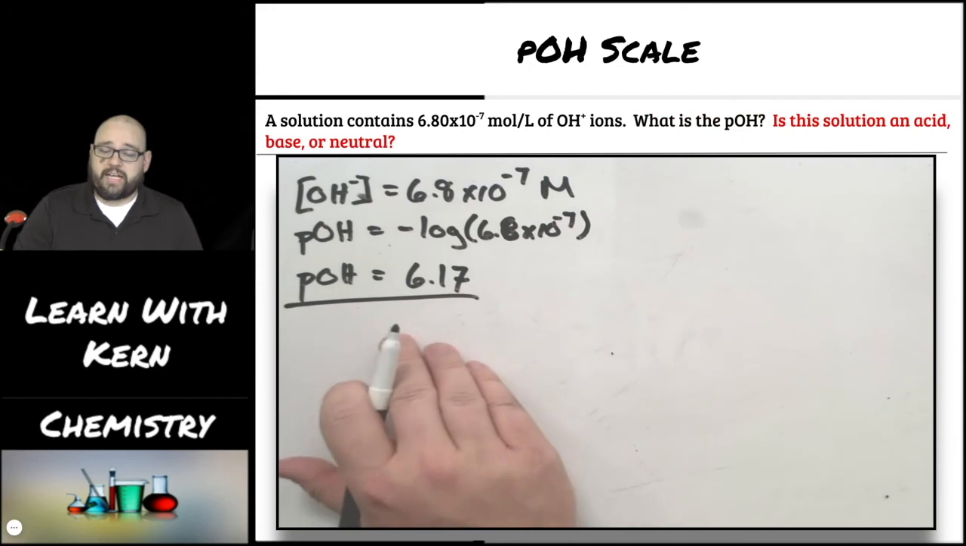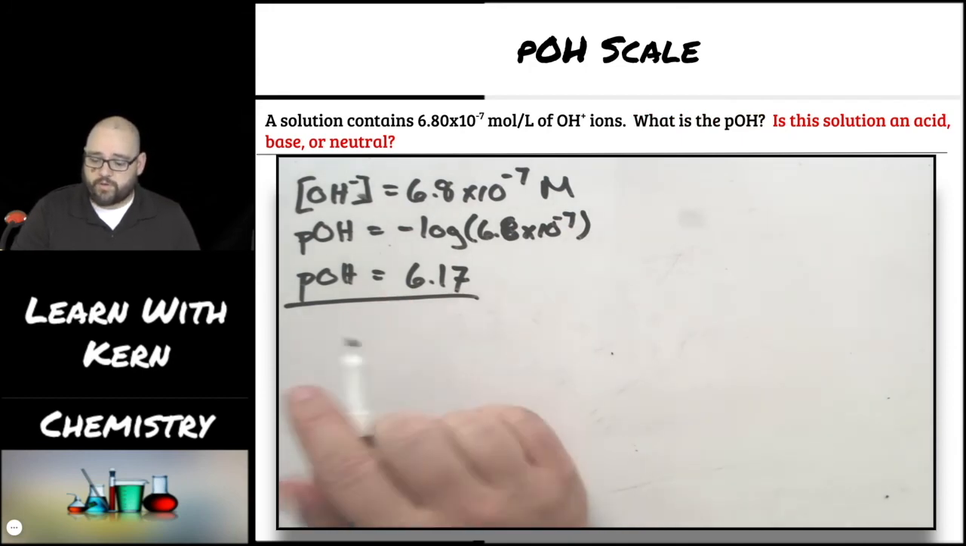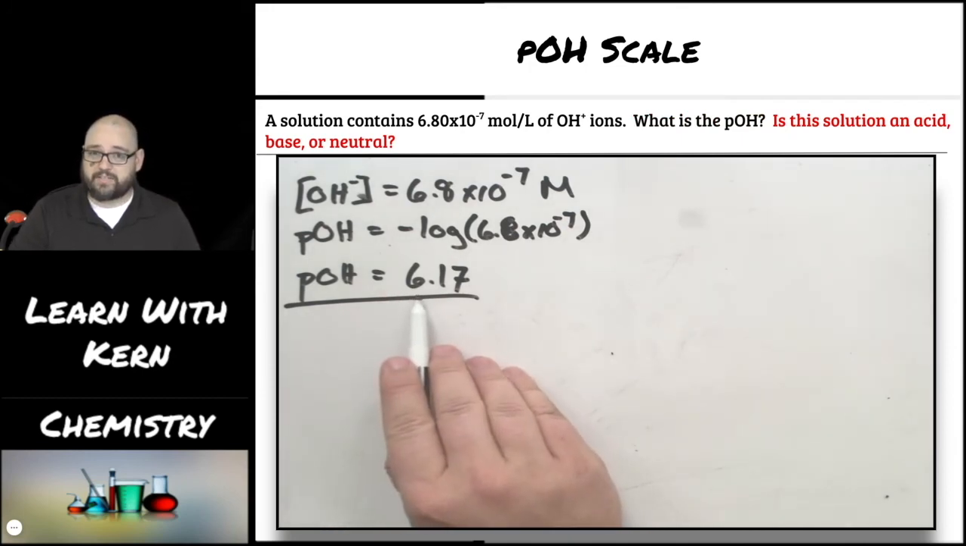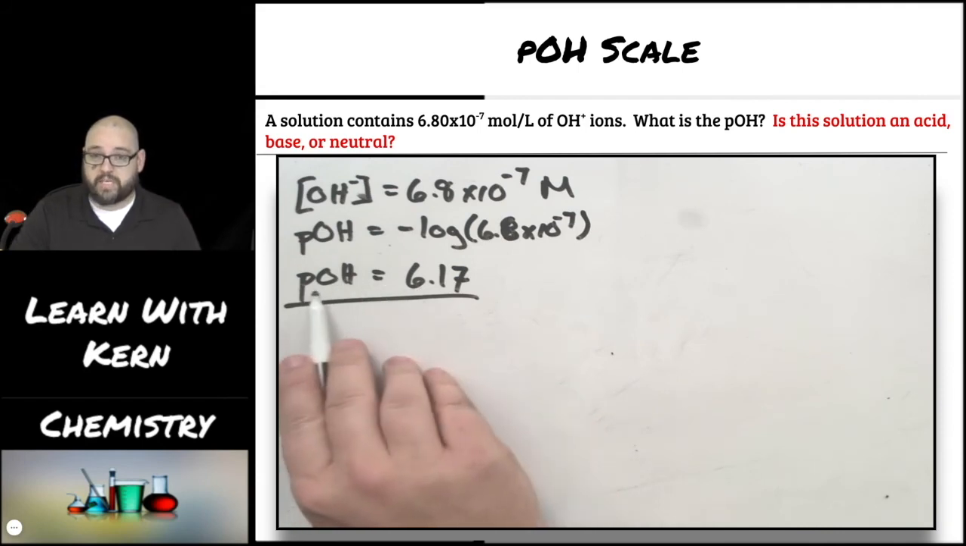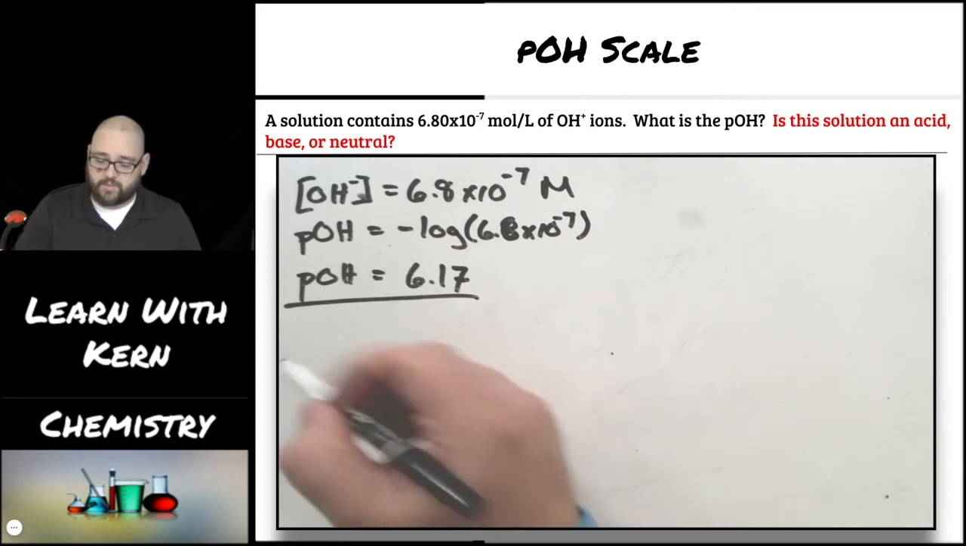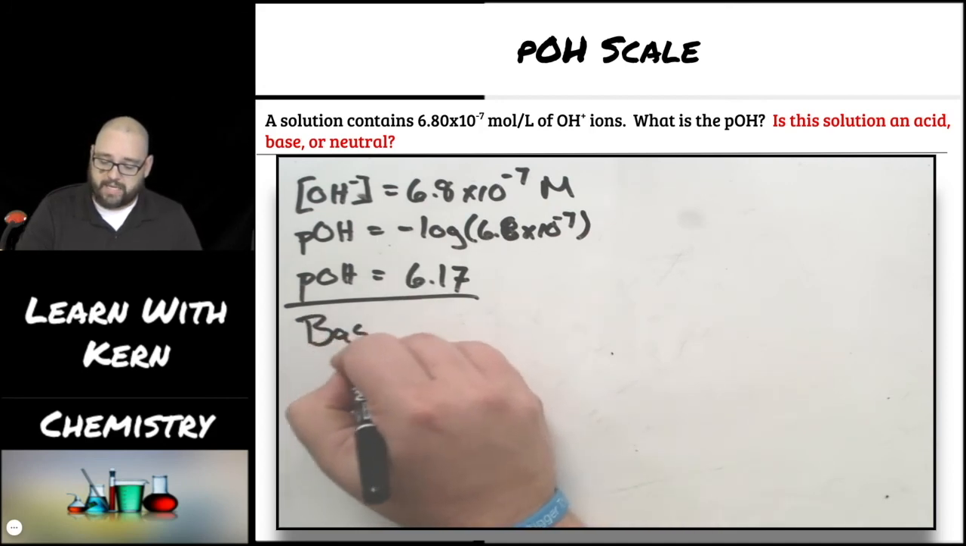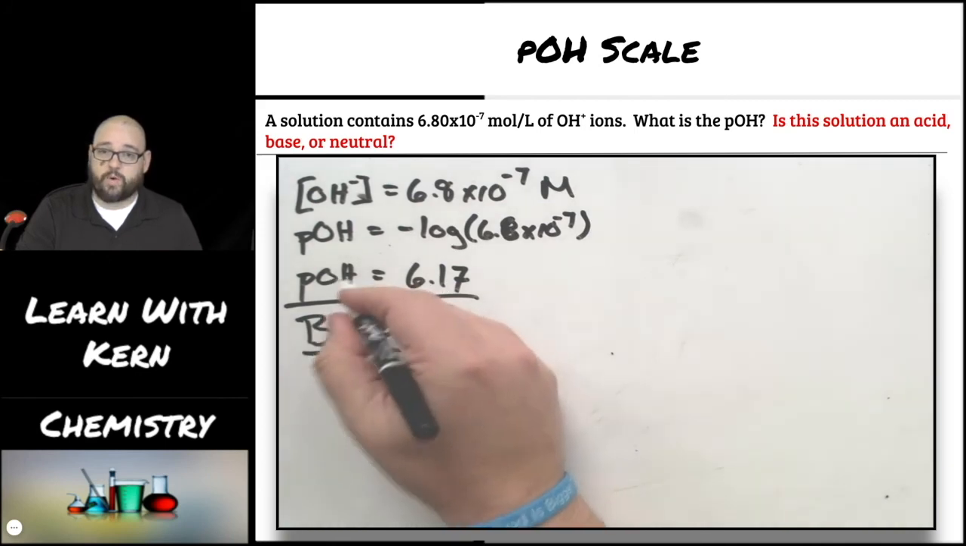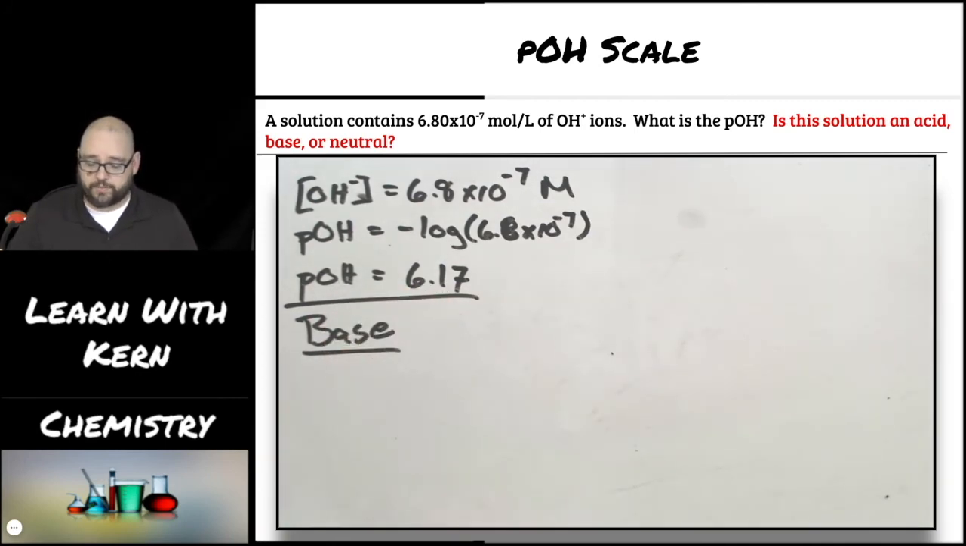Is this solution acid or a base? Now, a lot of you are going to look at this and say, well, that's an acid. It's less than 7. If it was pH, you would be correct. But on pOH, less than 7 is a base. So this is actually a base because pOH is opposite of pH.